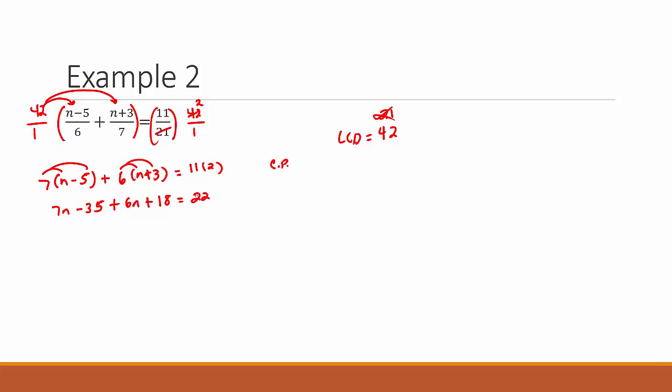After we clear the fractions, we see if we have any like terms on one side or the other, and we do have like terms on the left-hand side here. I'm going to combine those like terms. The 7n plus the 6n gives us 13n. And negative 35 plus 18 is negative 17.